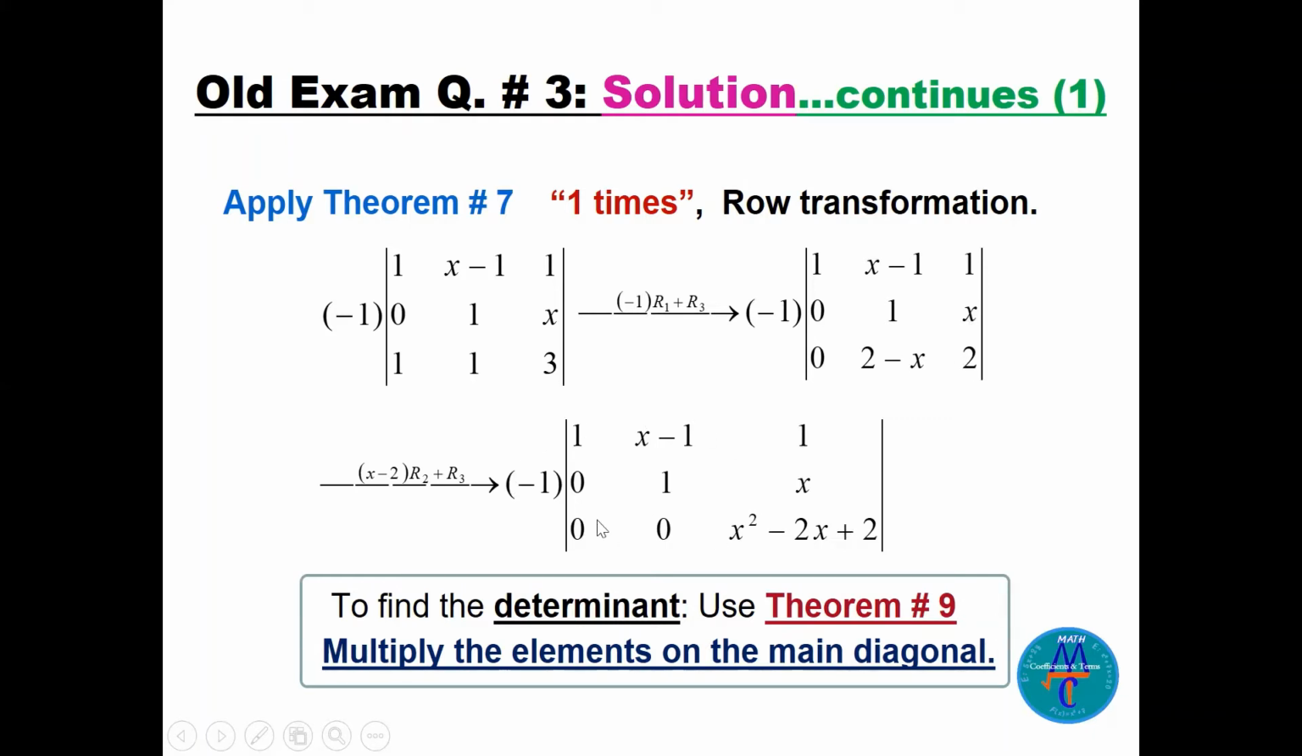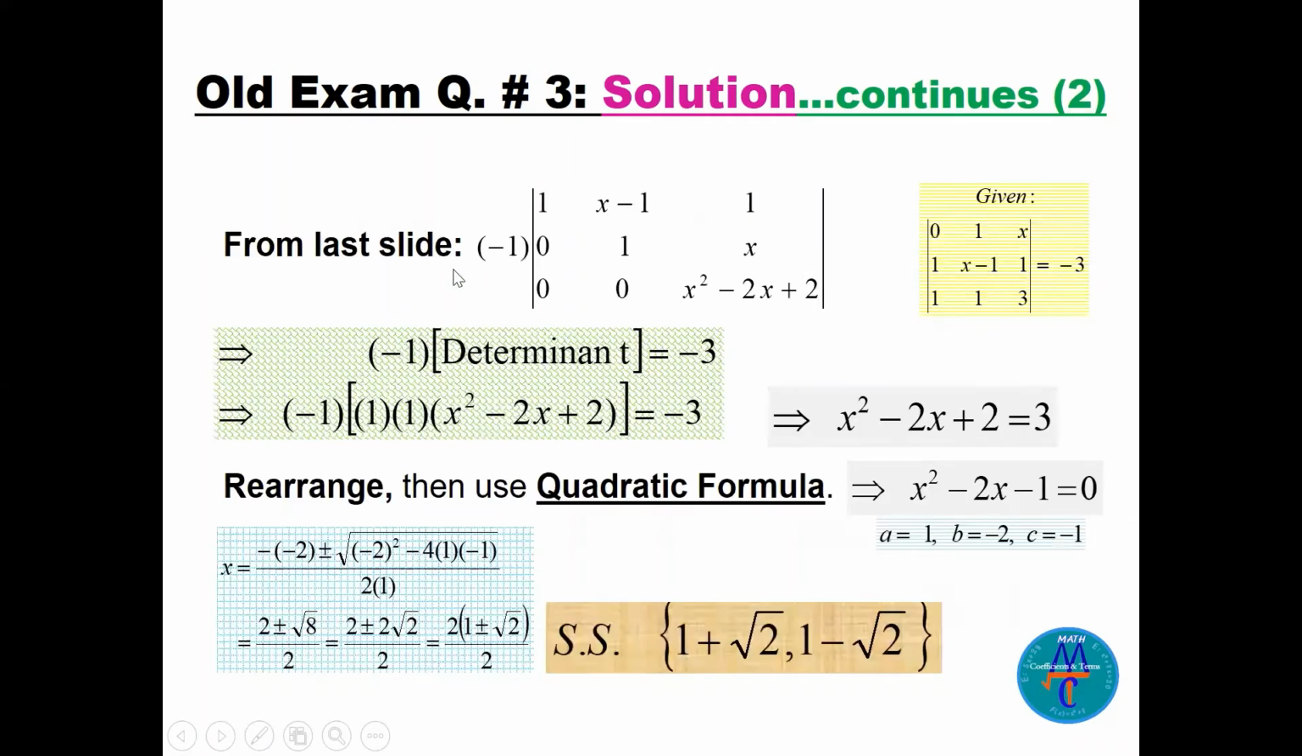So now it is easy to find this determinant. Multiply the elements on the main diagonal: 1, 1, x squared minus 2x plus 2. Multiply all these three, times the minus 1, don't forget that. It's given the determinant will be minus 3, so I put minus 1 there, times the determinant from the inside, which is 1 times x squared minus 2x plus 2, equals minus 3.